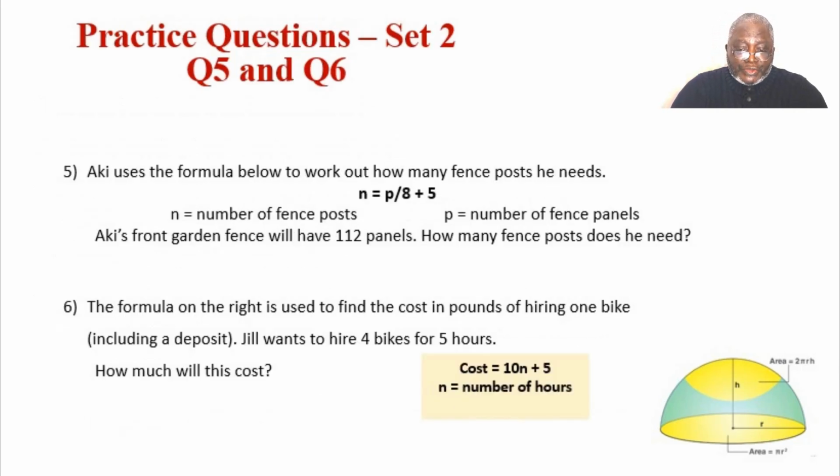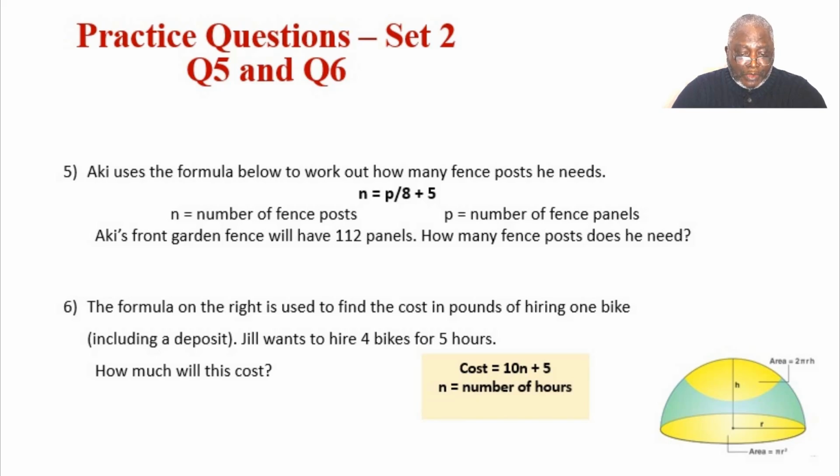Practice question set 2, questions 5 and 6. Aki uses the formula below to work out how many fence posts he needs. N is equal to P divided by 8 times 5. N is equal to number of fence posts. P is equal to number of fence panels. Read the rest of the question and attempt the answer.